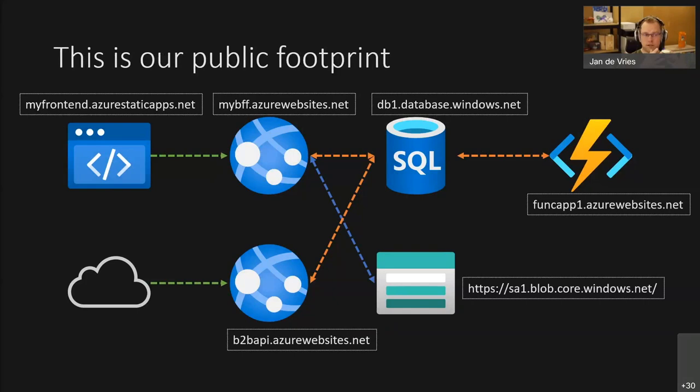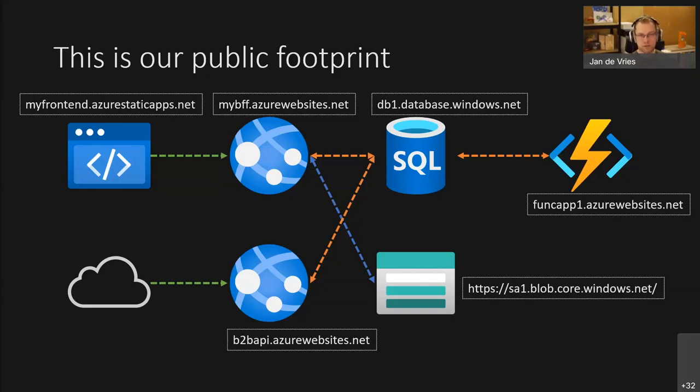So your website is public, your backend APIs are public, but also your repositories like SQL Server, like storage accounts, stuff like this, and even backend workers like function apps, if they have an HTTP endpoint, that is. So that's the public footprint of such designs, which work and are quite useful from a developer perspective. But from a security perspective, this footprint is quite large.